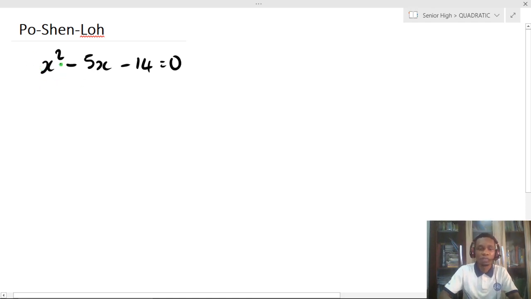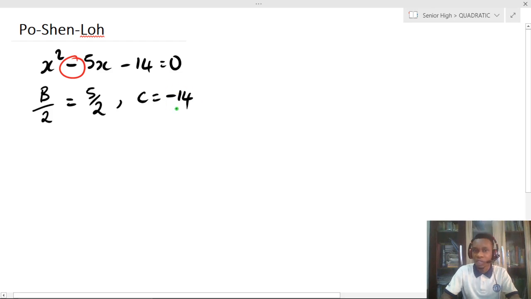Now we come to our b part. Our b value, you take half of it. Now the b value must always be positive. Even if you have a negative value like we have right now, don't worry about it, just take the b value as positive. Is that okay? So we have our b value divided by 2, which is 5 over 2. That's our new b value. Then we get our c value, which is minus 14. This is the only one where we make sure that if it's negative, we keep it negative.